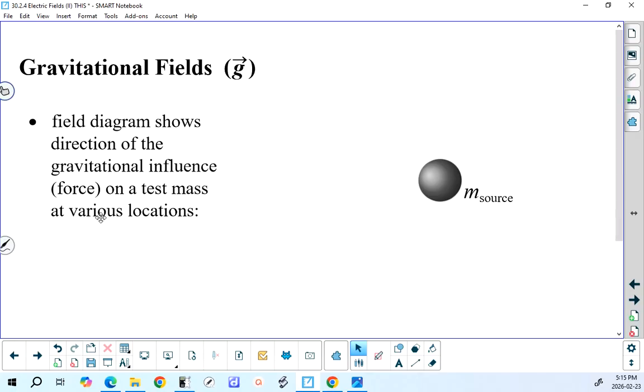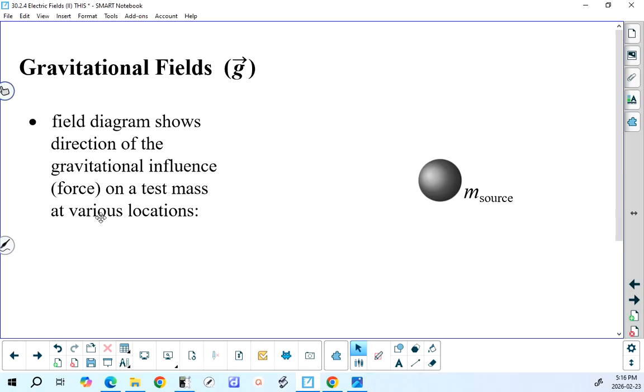Gravitational fields, and the symbol for gravitational field strength is lowercase g, and it's a vector. Gravitational fields are a result of a mass that is a source of a gravitational field. What I talk about in class very often is the property of matter that you require to produce gravity is mass. And mass always produces a field which will influence other masses put in the field, and we call those other masses a test mass.